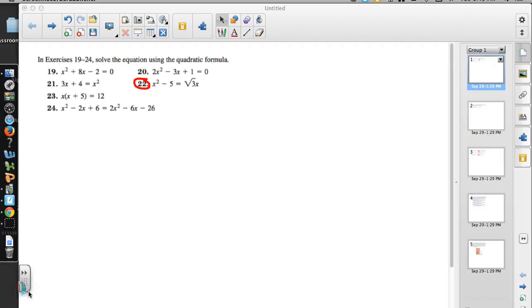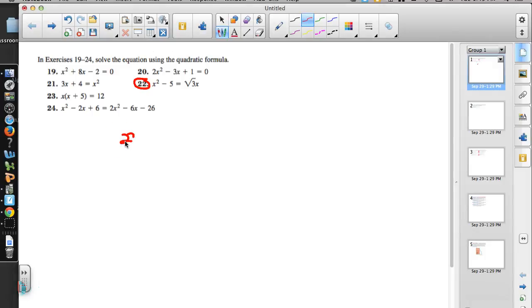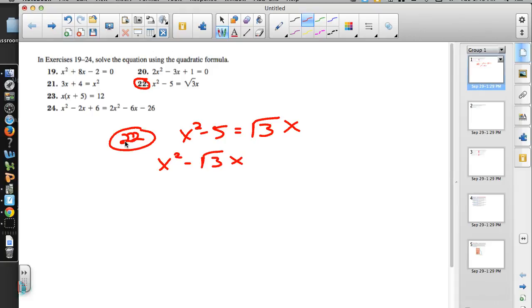These are the frequently asked questions for pre-calculus for section P5 day 2, starting with number 22. On number 22 it says solve the equation using the quadratic formula. And we have x squared minus 5 equals the square root of 3x. Well, to use the quadratic formula you have to have a 0. So you're going to have to subtract the square root of 3x from both sides.